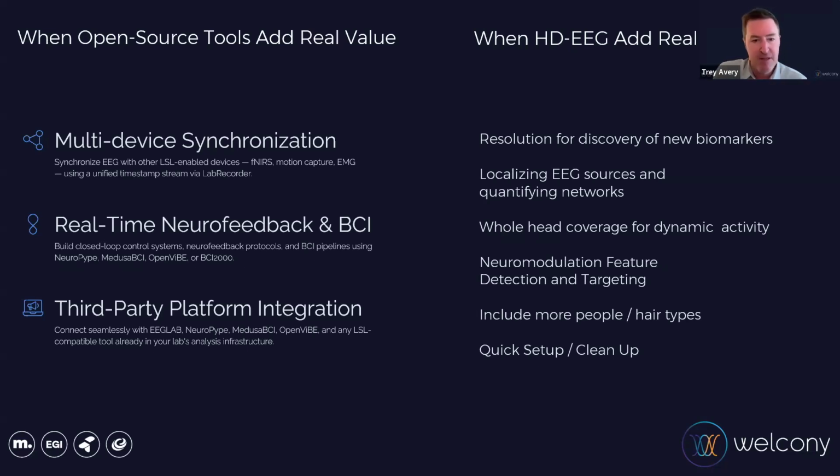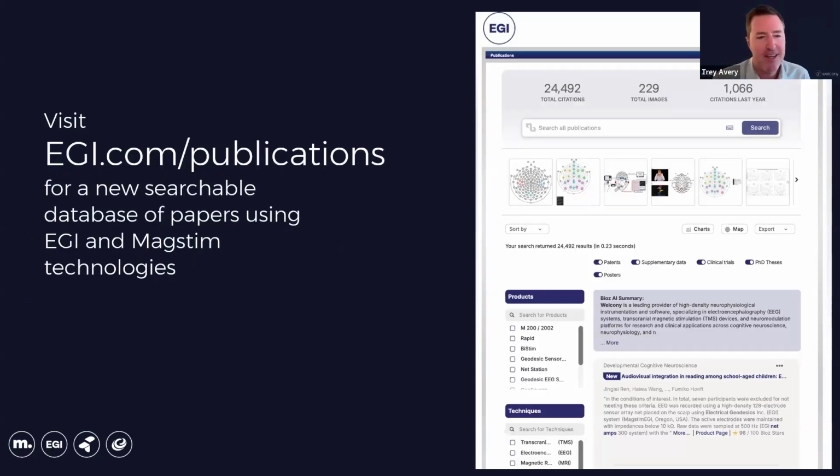And then also just the logistical things of including more people and hair types with our specific sensor nets that are optimized for that, or just doing quick recordings where you need a density of recordings without a long setup time. So if you want examples of publications currently using either high density EEG or searching down into something like BCI or closed loop applications.